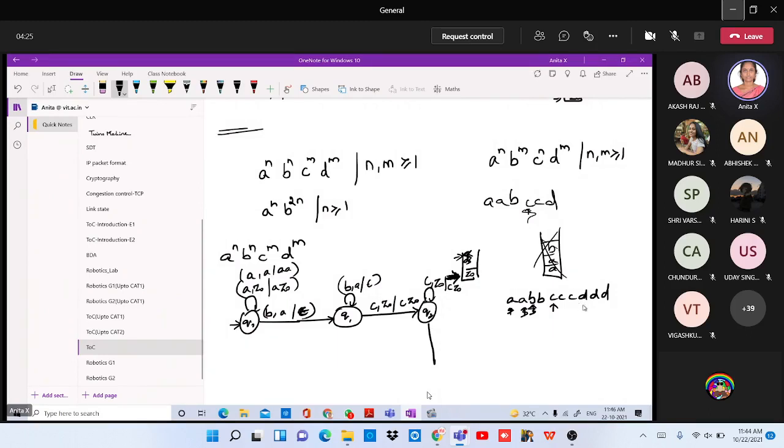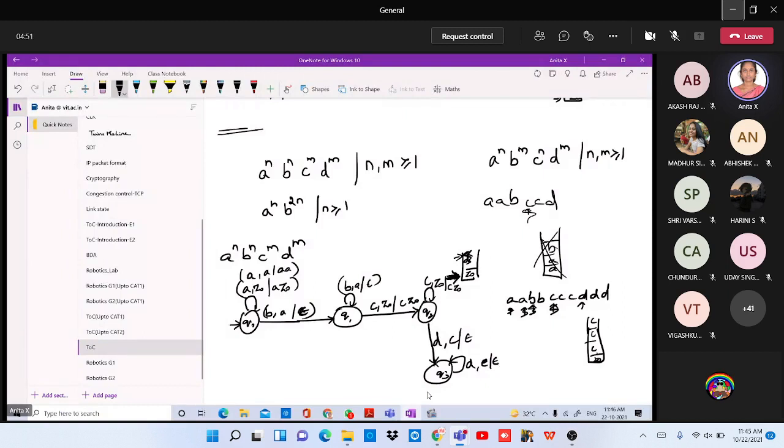Next, suppose I have a D as my input symbol and the stack symbol is C. Please make a note over here: Z naught C C C. Here D, here C. So what should I do? I have to perform the pop operation. Whatever the number of C's, I have to perform the pop operation.